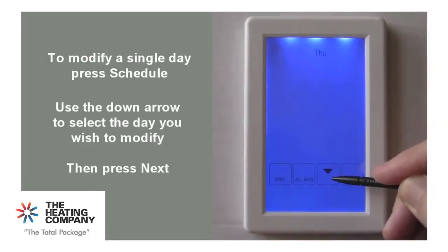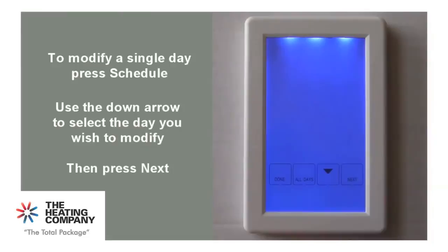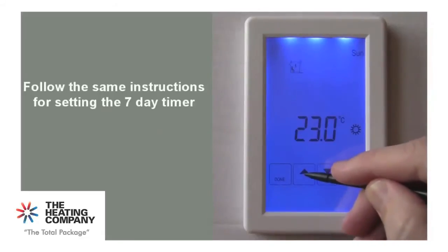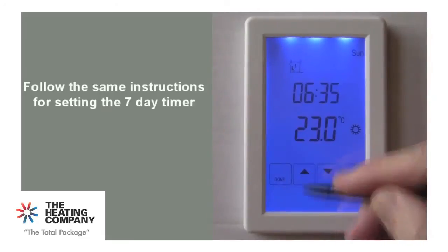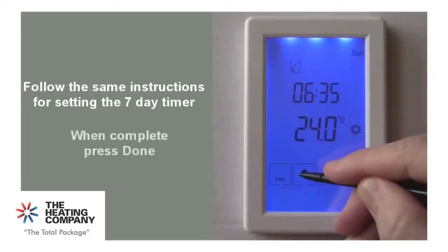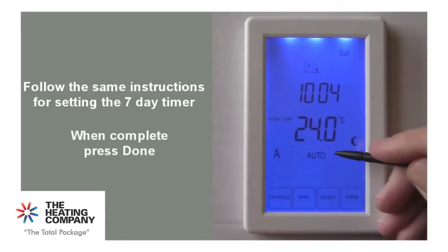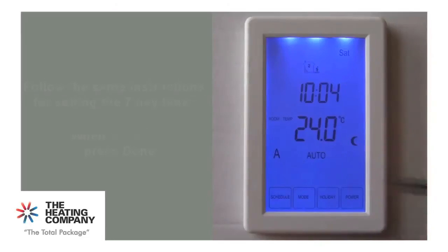For example, in this case, we will change the switch on times for Sunday so that the floors turn on later. To do so, select Sunday and press Next. From here, you can simply replicate the previous instructions to select your times and temperatures for this individual day, and when complete, press Done. The timer has now been set and the auto symbol is displayed.